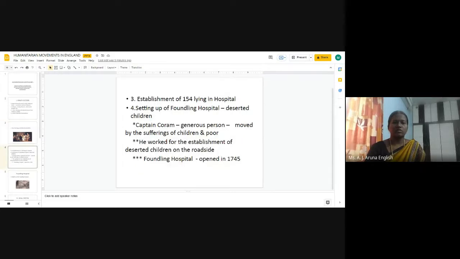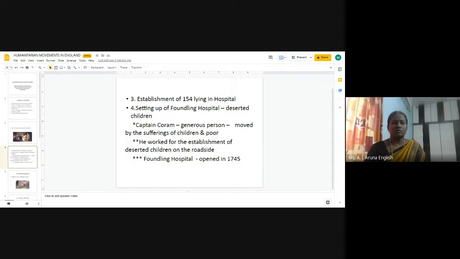The establishment of the 154 lying-in hospital was one of the tremendous effects of the humanitarian movements. The setting up of the Foundling Hospital was exclusively for deserted children.